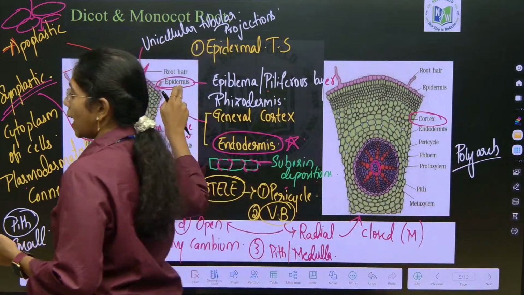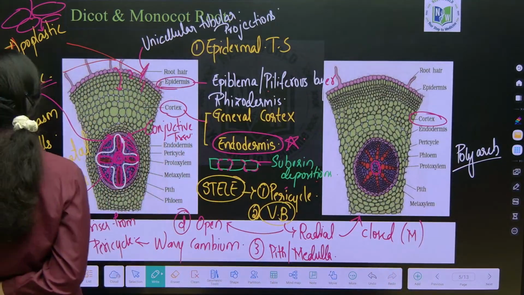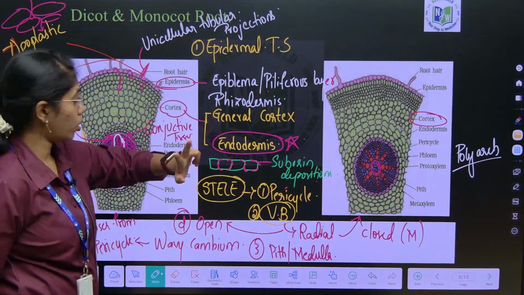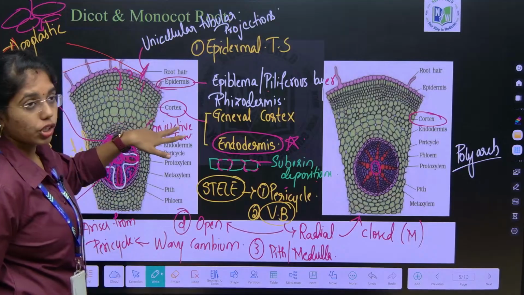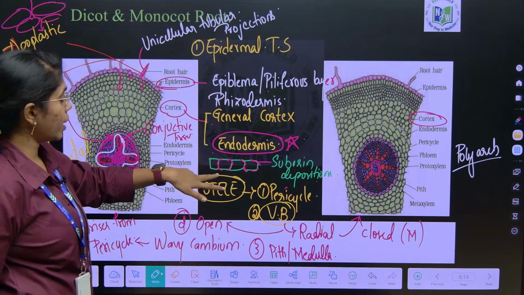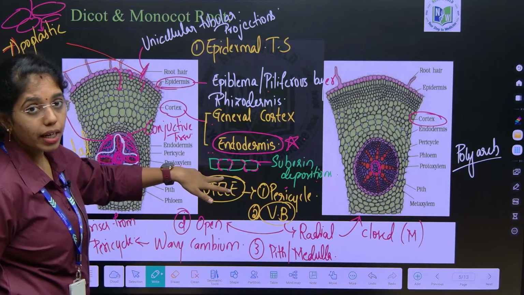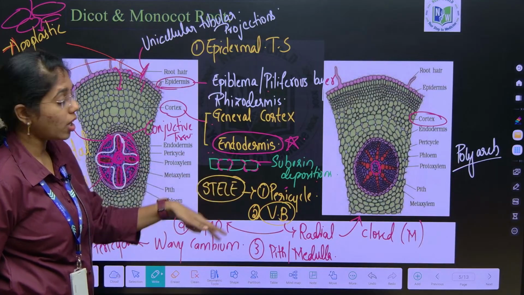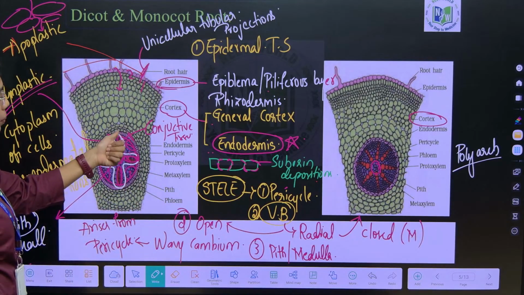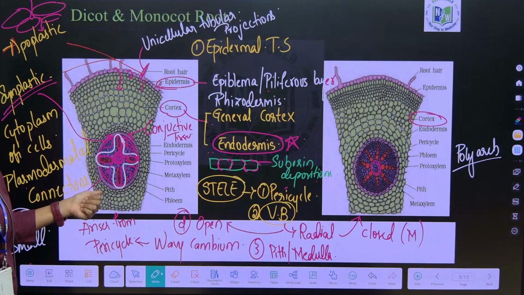Epidermis is the same. Epidermis is also called piliferous layer, epiblema or rhizodermis, both in dicot and monocot root. Second is the cortex region. Cortex region just has general cortex and endodermis over here. Endodermis has suberin depositions in the radial and tangential walls, because of which only symplastic movement of water is promoted from the endodermis to the stellar region.